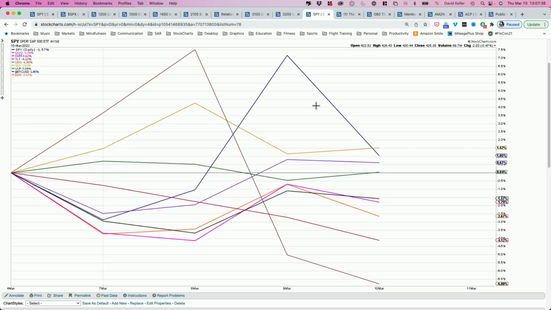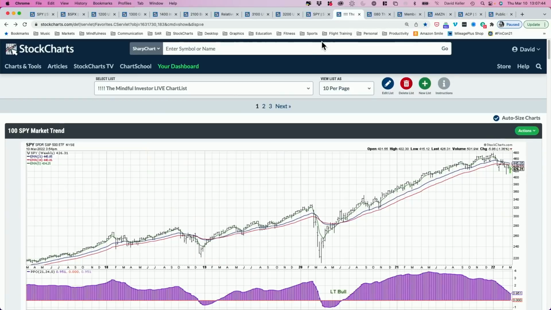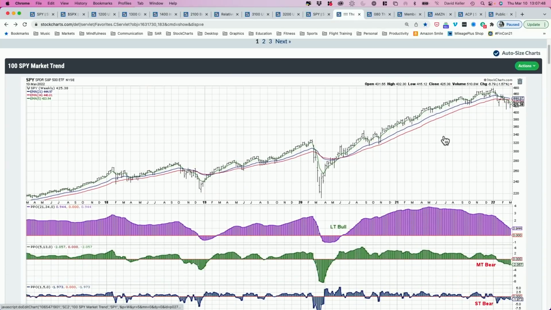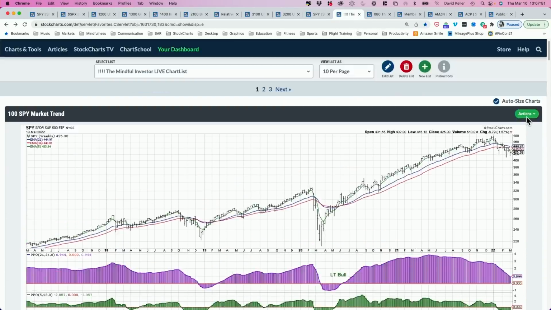So we've talked about the conditions of elevated volatility. That certainly doesn't seem to be stopping anytime soon. Seeing plenty of movement in major asset classes. At this point, I'll just share with you some of the charts from the Mindful Investor Live chart list.